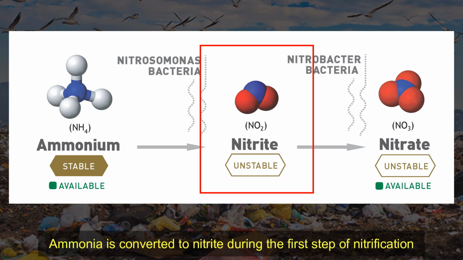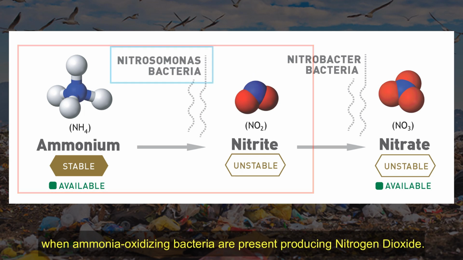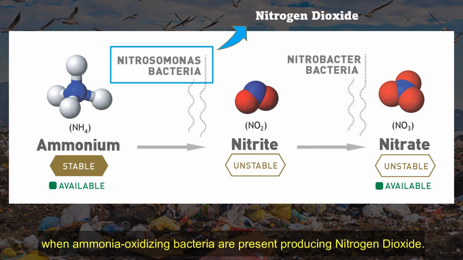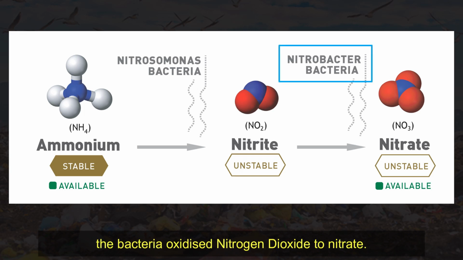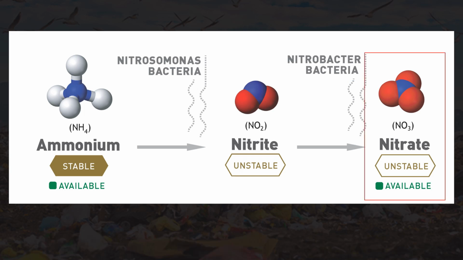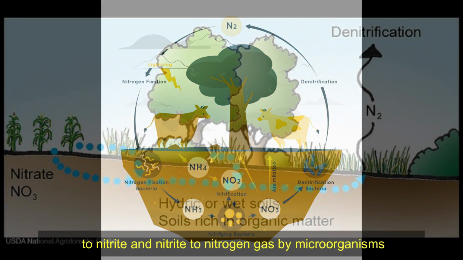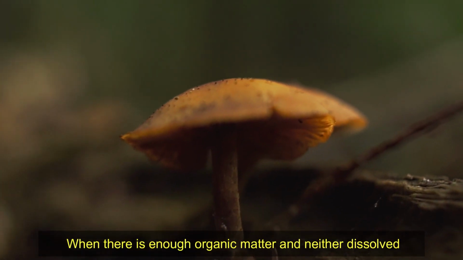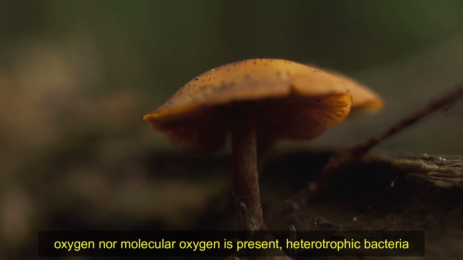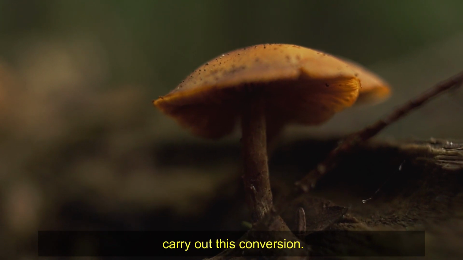Ammonia is converted to nitrite during the first step of nitrification when ammonia-oxidizing bacteria are present. In the second stage of nitrification, the bacteria oxidize nitrite to nitrate. Then the process is followed by the conversion of nitrate to nitrite and nitrite to nitrogen gas by microorganisms, known as biological denitrification. When there is enough organic matter and neither dissolved oxygen nor molecular oxygen is present, heterotrophic bacteria often carry out this conversion.